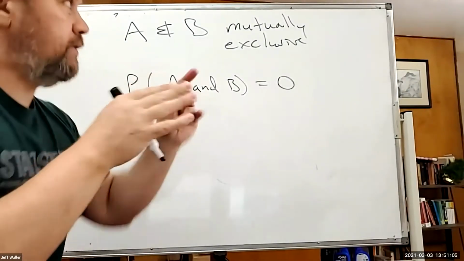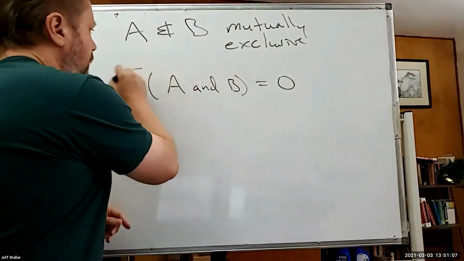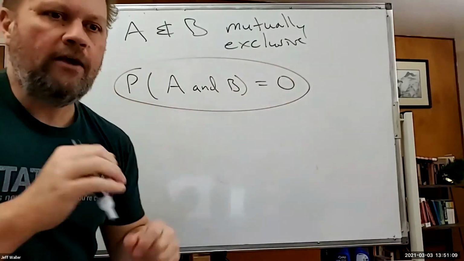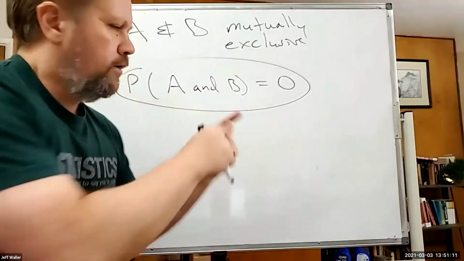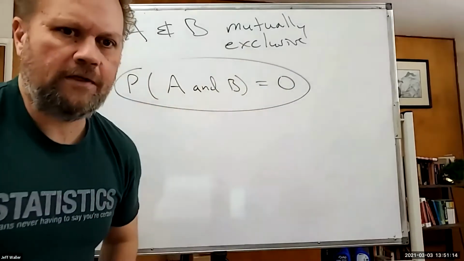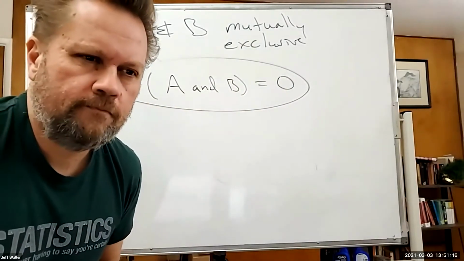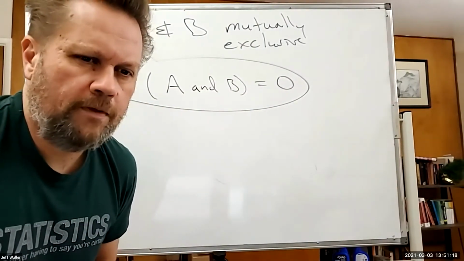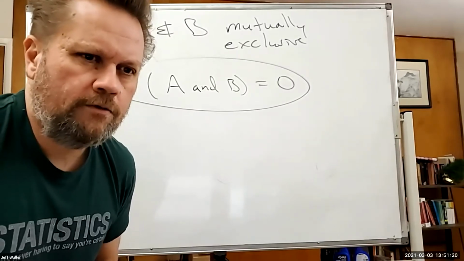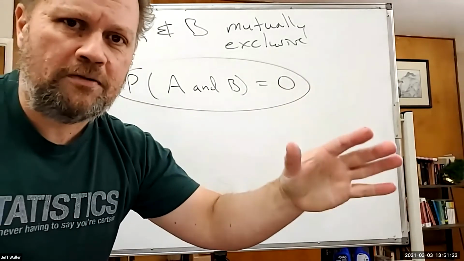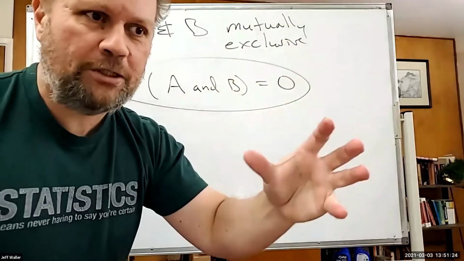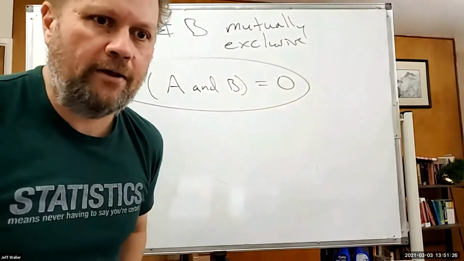So if the question tells you they're mutually exclusive, write this down immediately. If the problem says, are they, check this to see if it's equal to 0. Is everybody with me so far? So don't skip over when it says these are mutually exclusive. That's huge information. You gotta write that down immediately.